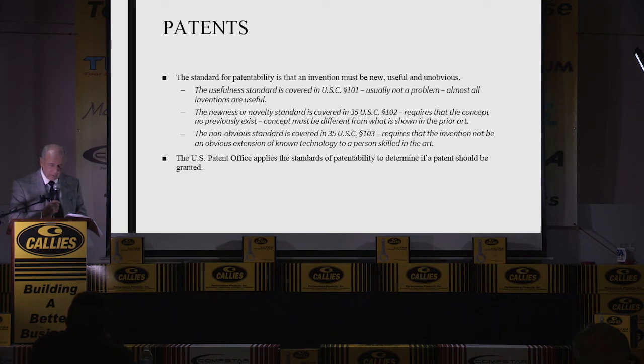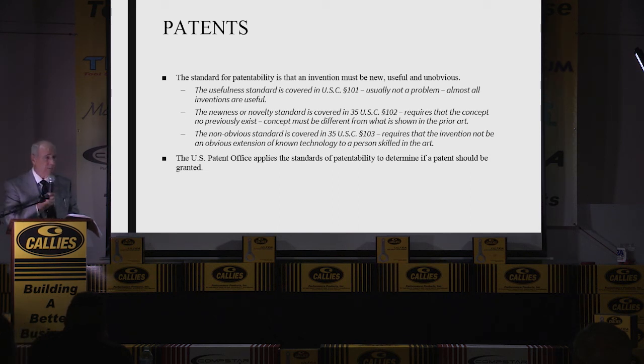In patents, the patent standard is something must be new, useful, and unobvious. Kind of unusual terms. Almost everything is useful. Don't worry about that. That's an easy standard. The novelty, the newness, is that it has to be different than what's been out there before. The hard standard is that it has to be unobvious from what's been done before. And that's usually where most of the battle is in the patent office. The invention that you've come up with, is it unique enough that it is unobvious over what's been done before?